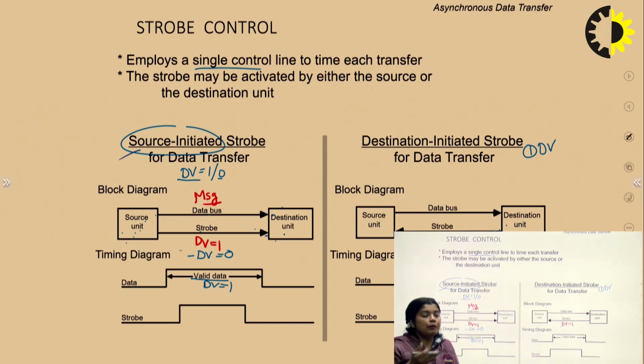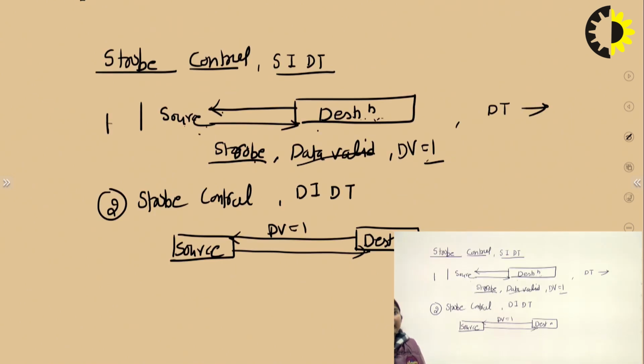Because without acknowledgement, the dv value or data value may be lost, and still we don't know that my value is lost and has not reached the destination. That's why, because there is no acknowledgement from the destination, there is a main drawback. This particular drawback will be overcome by the handshaking method.